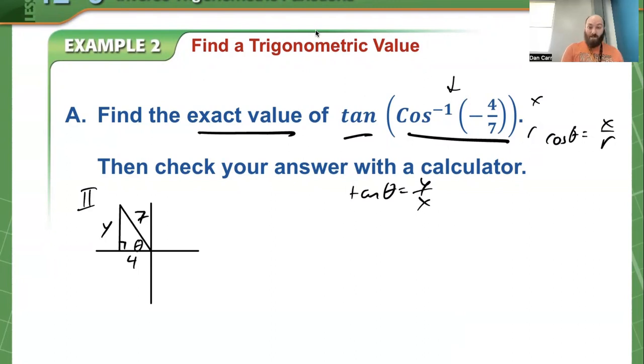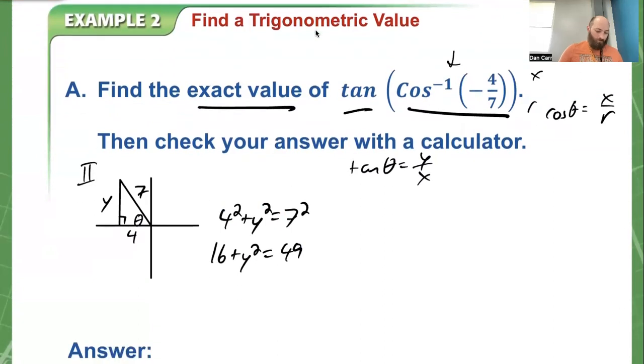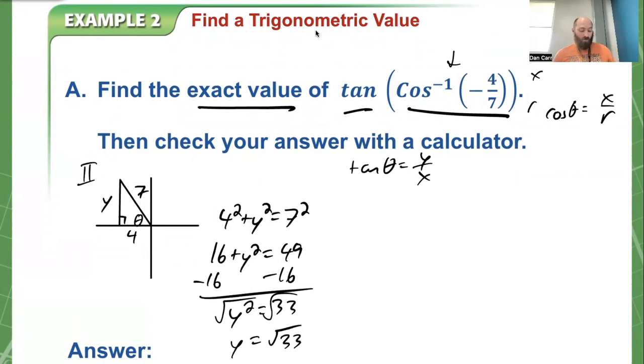So we're going to start with our Pythagorean theorem. So we can do 4 squared plus y squared equals 7 squared. We have 16 plus y squared is equal to 49. Subtract that over. Get y squared is equal to 33. And then I square root that, I get just the root of 33. That's my exact value there.